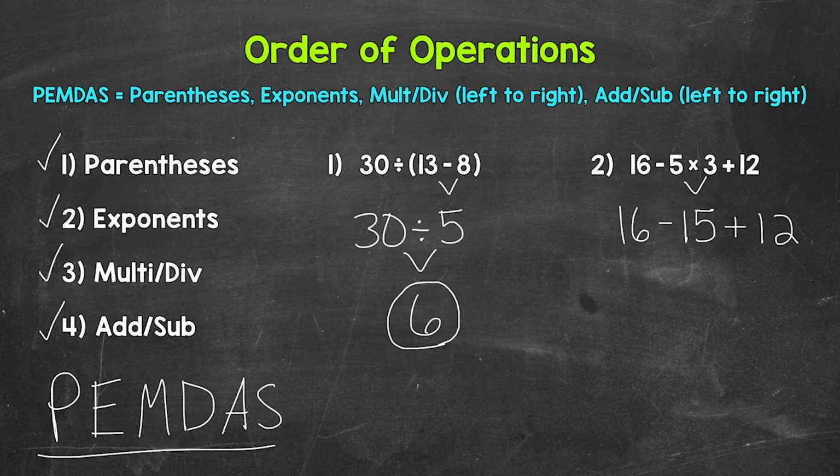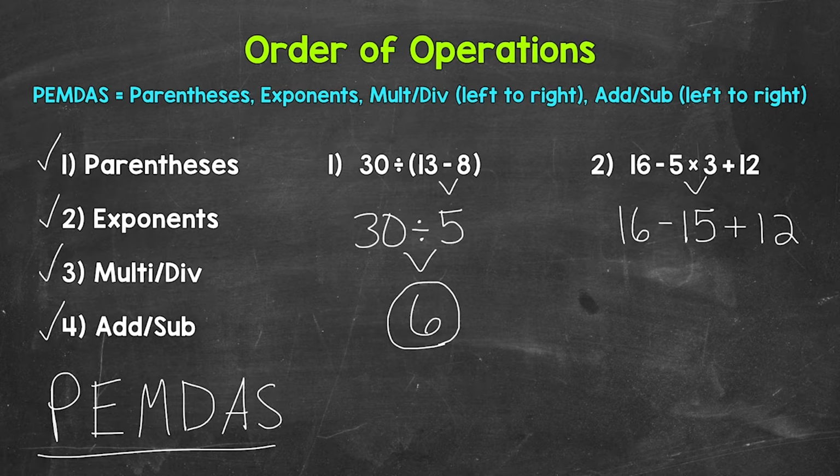So we have 16 minus 15 plus 12, and we need to continue to work through the order of operations. Any parentheses? No. Any exponents? No. Any multiplication or division? No. Any addition or subtraction? Yes, we have both addition and subtraction. Since we have both, we need to work from left to right. Addition and subtraction are on the same level. They are the same priority in our order of operations. So again, we need to work left to right.